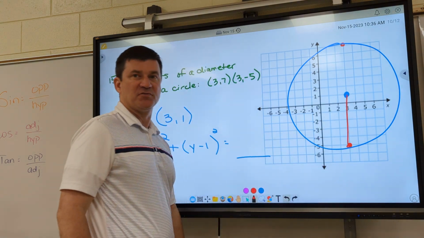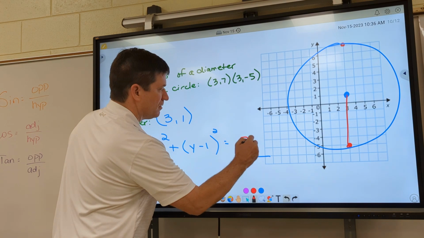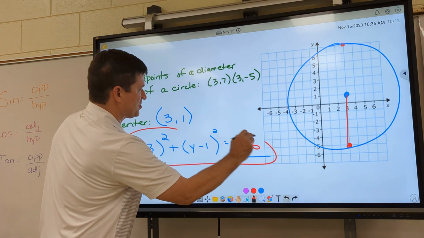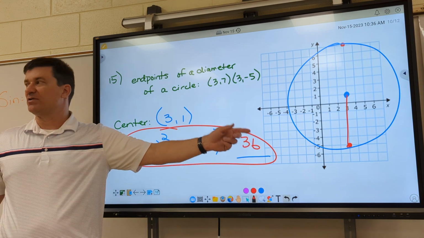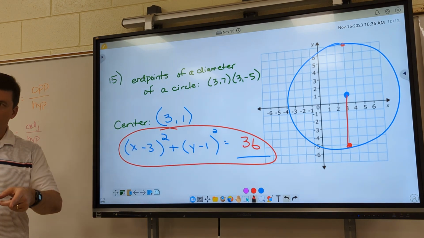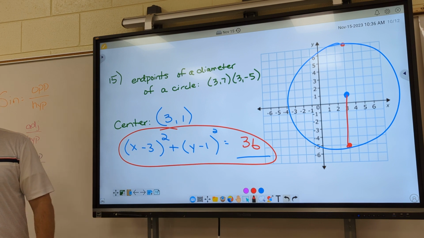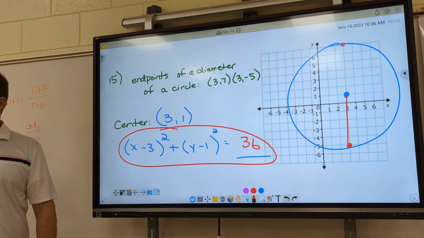How far is my radius from there to there? What is 6 squared? 36. Answer's 36. That's your answer. Now, if you plug in either one of these points, it's going to give you 36. You could go back and write it in, but it's faster just to look at the radius and square it. All 5 of these will be on your next test, by the way.